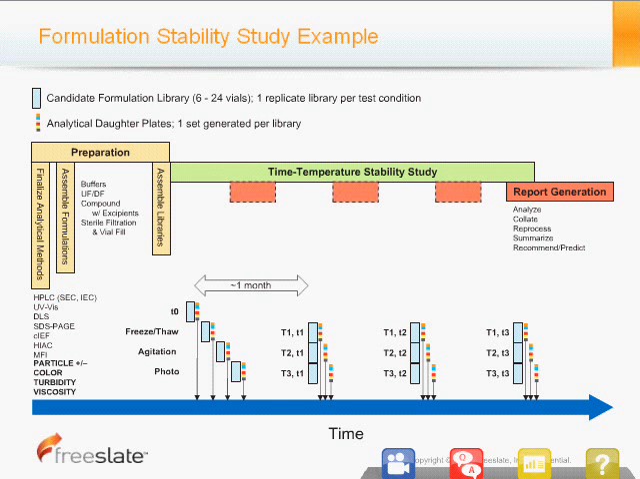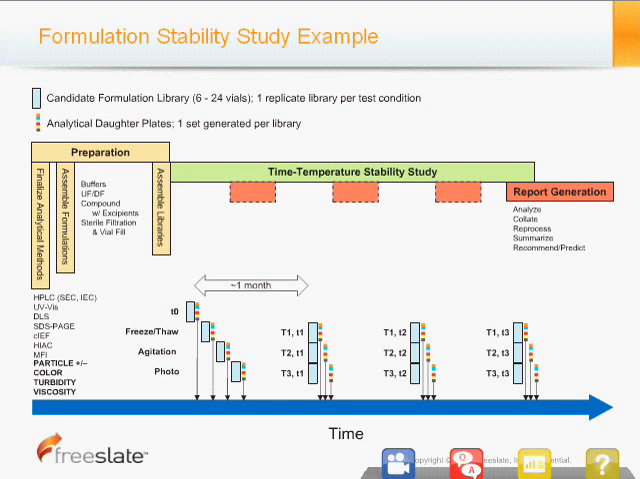There might also be some complementary tests that you do on these and other libraries. These include freeze-thaw tests, so you might take a library and put it through several freeze-thaw cycles. There might be some agitation tests where you shake the samples to see how that impacts aggregation propensity. And photostability may also be a type of experiment that you want to do.